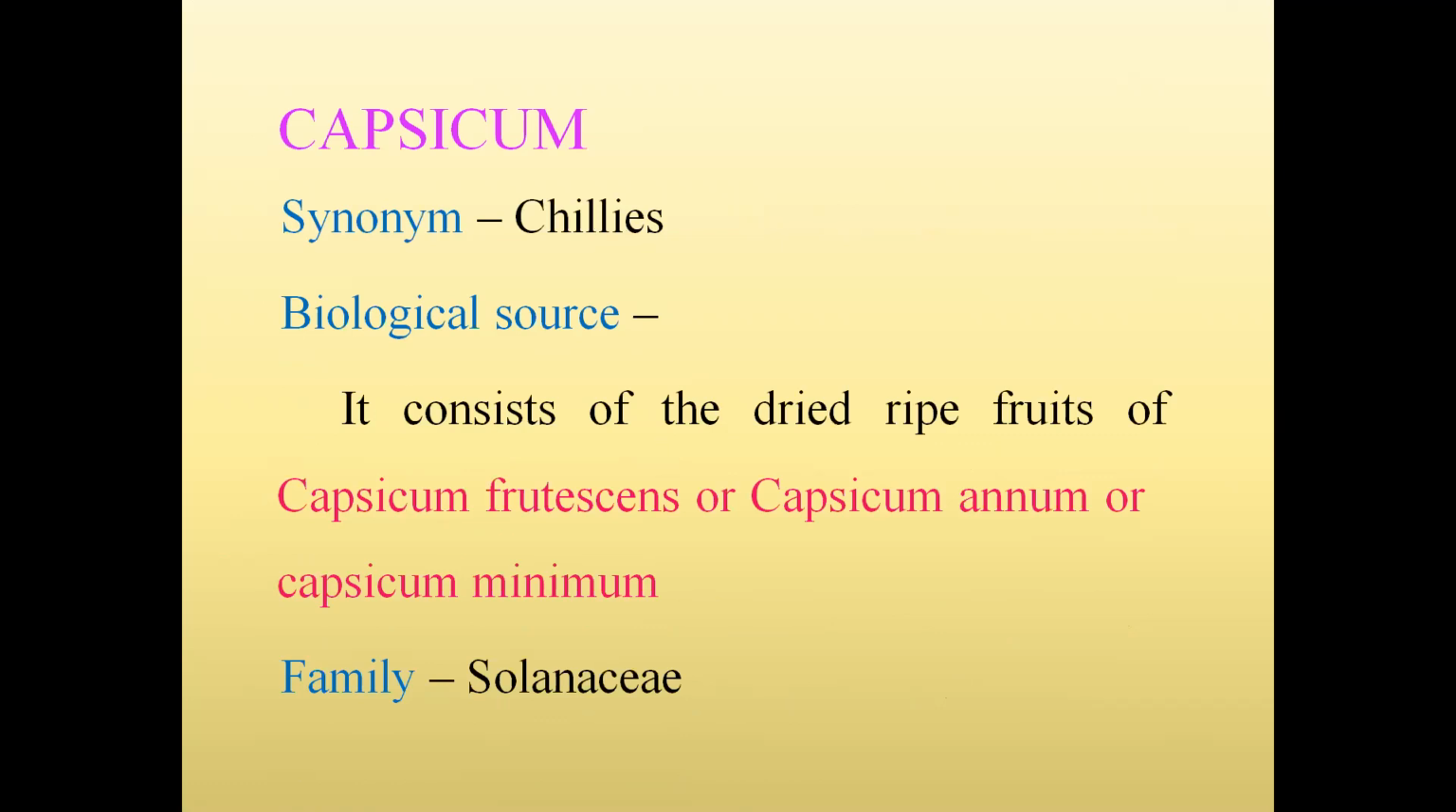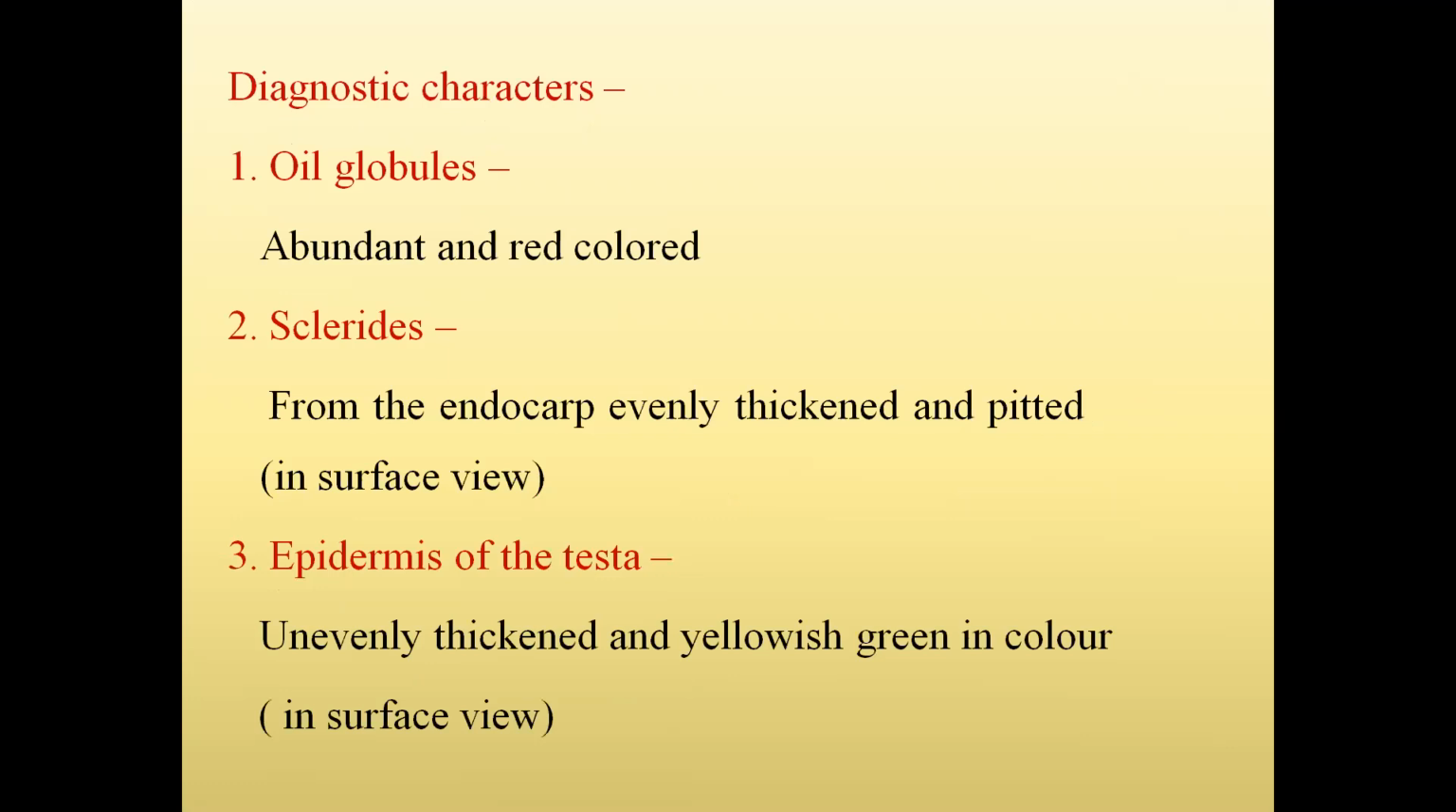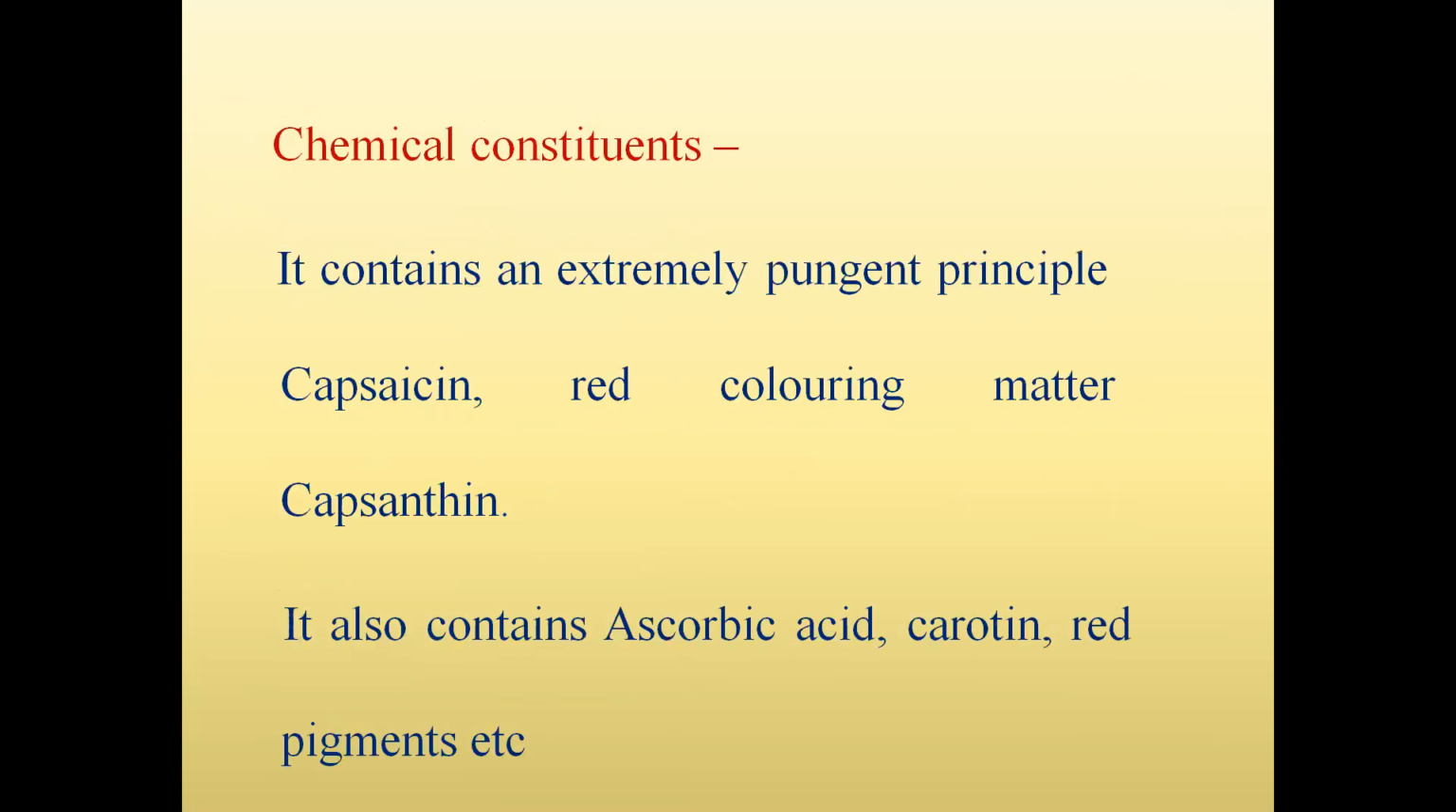Then coming to the next drug, capsicum, also known as chilies like Shimla mirch. Its biological source, they are the fruits, dry fruits of Capsicum frutescens or Capsicum annuum or Capsicum minimum. These are the different varieties of capsicum, and they belong to the family Solanaceae. Their diagnostic characters are oil globules abundant in red color, then the sclerid epidermis of the testa, they are yellowish green in color. And chemical constituents, it is very pungent.